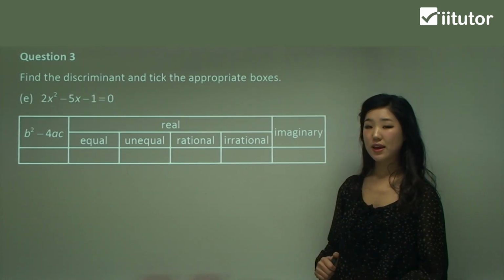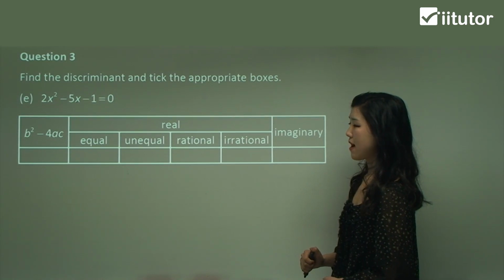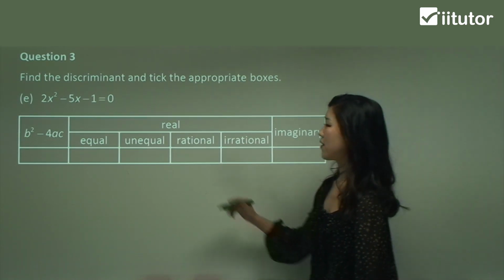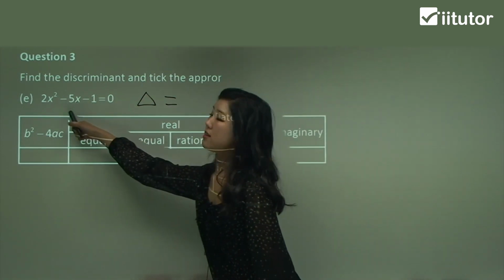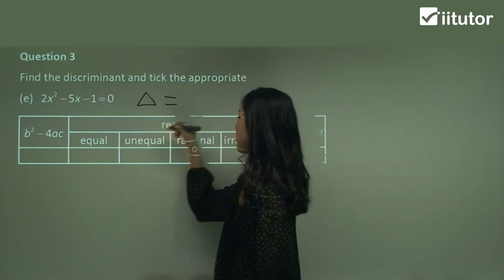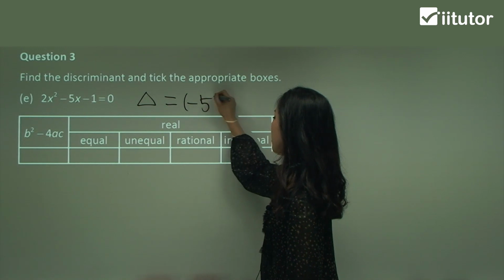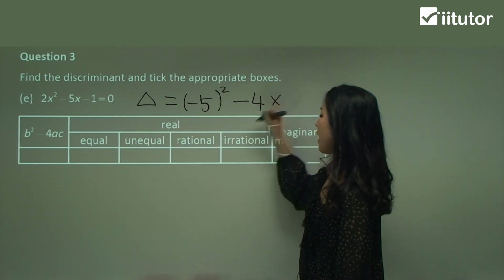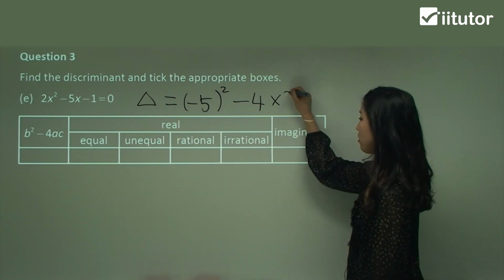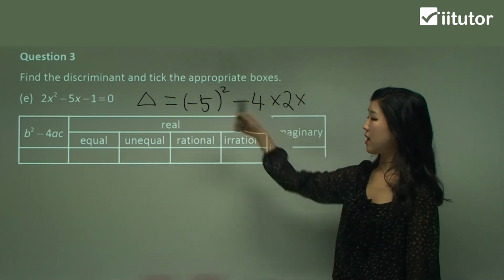Now question 3e is 2x squared minus 5x minus 1. Again we're going to look for our discriminant. b squared, negative 5 squared, isn't it? b is negative 5, so I'm going to go negative 5 squared minus 4, a, which is 2, c, which is negative 1.